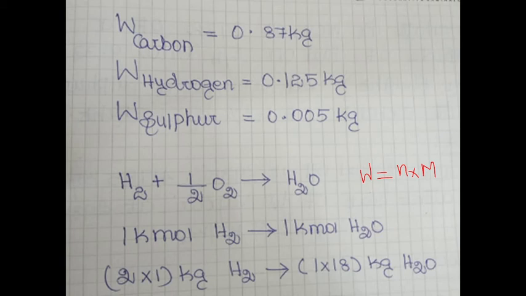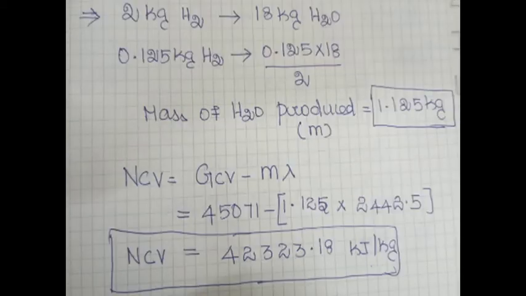In terms of weight, as per the reaction, 2 kg of hydrogen produces 18 kg of water. As per the problem, 0.125 kg of hydrogen is reacted. How much kg of water is produced? 0.125 into 18 divided by 2, that is equal to 1.125 kg. So this much amount of water is produced. This value should be taken as small m.